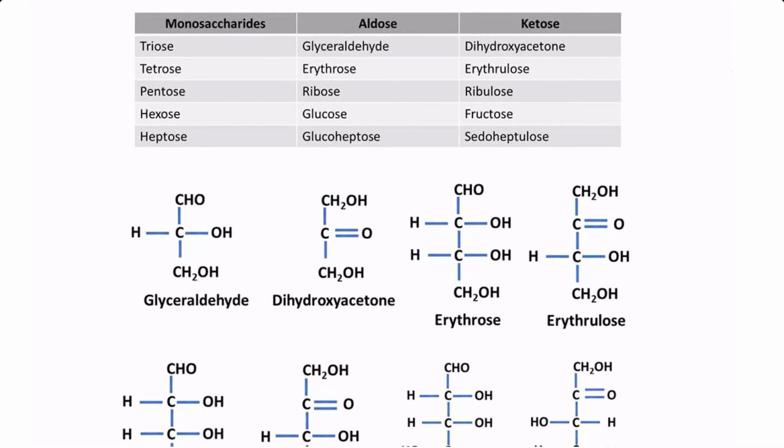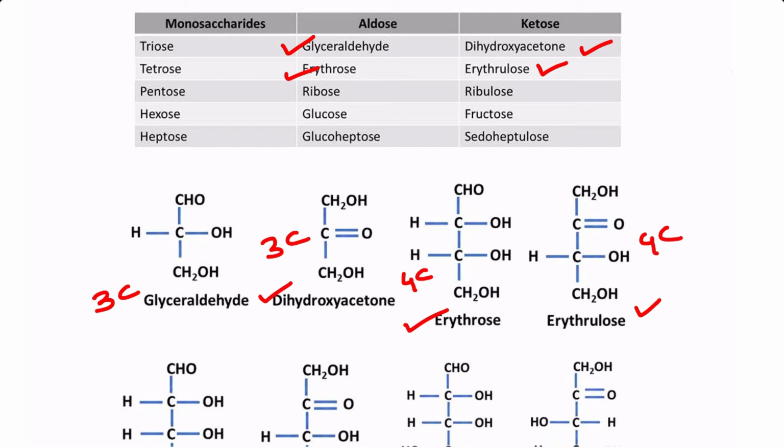So triose aldose is glyceraldehyde. It has 3 carbon. Triose ketose is dihydroxyacetone, 3 carbon. Tetrose aldose is erythrose, 4 carbon. Tetrose ketose is erythrulose, 4 carbon compound.